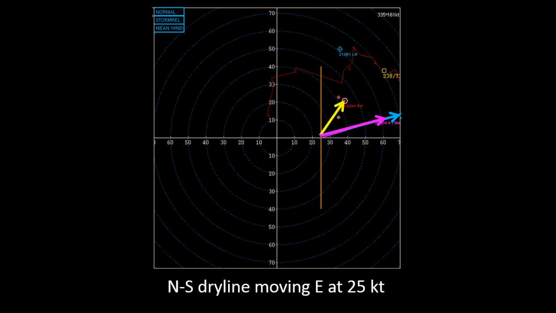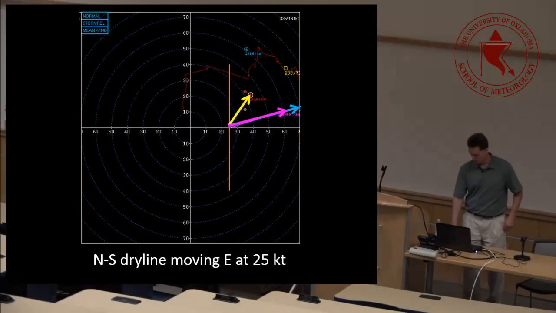And again, the storm motion. Even though the boundary in this case is moving east at 25, it's a little bit faster, but the supercell motion is still faster than the motion of the boundary. So storms may have a chance to actually outrun this, and some of it may depend on how many storms form initially.